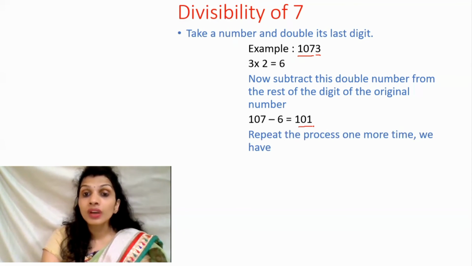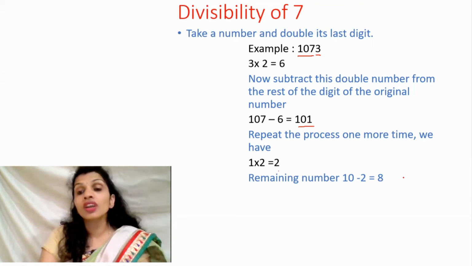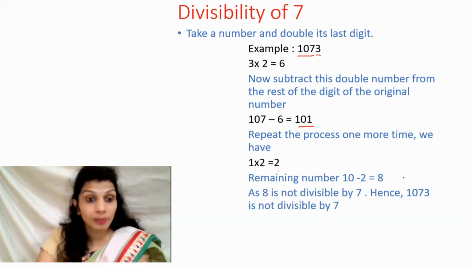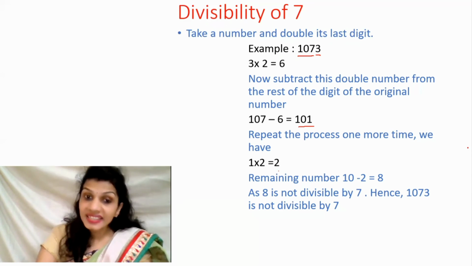Now what are we going to do? Again we are going to multiply the last digit, 1, by 2. We get 2. Now we are going to subtract it from the remaining number and we get 8. Now if we divide the 8 by 7, what will happen? The remainder 1 will be left. It means that this number 1073 is not divisible by 7.